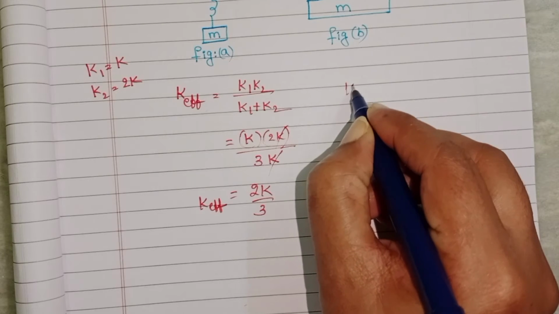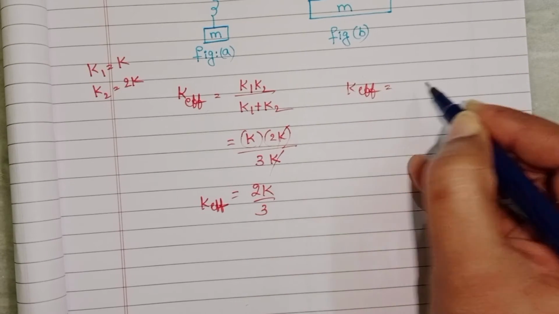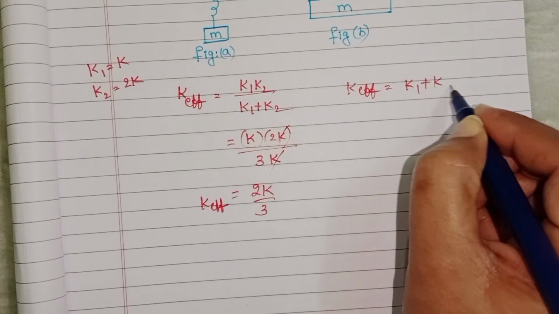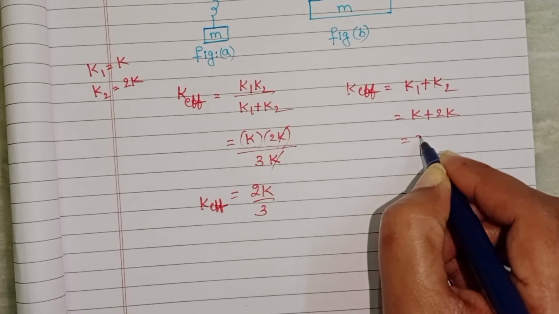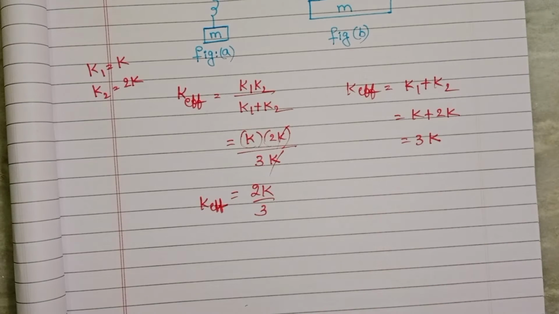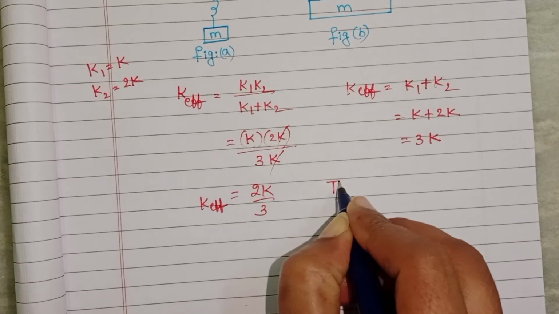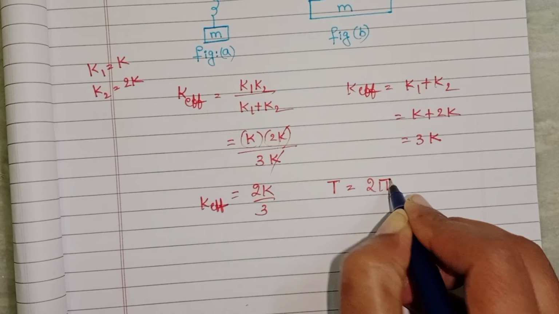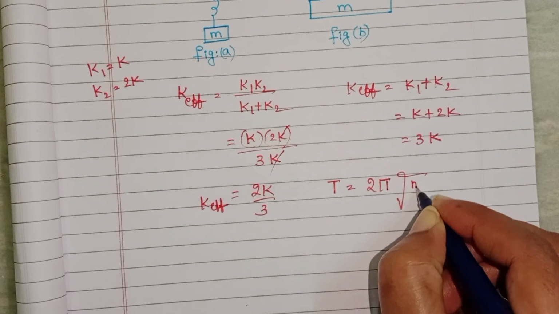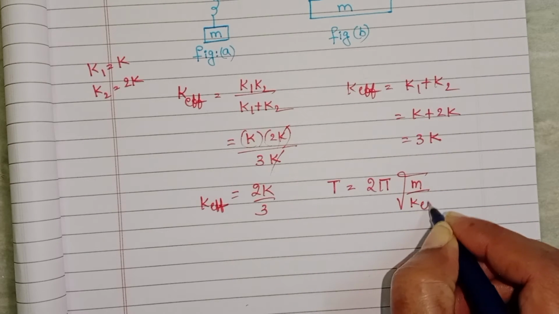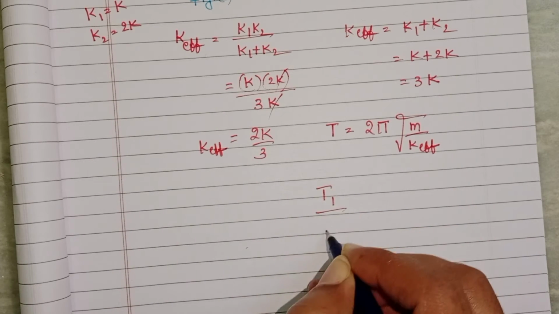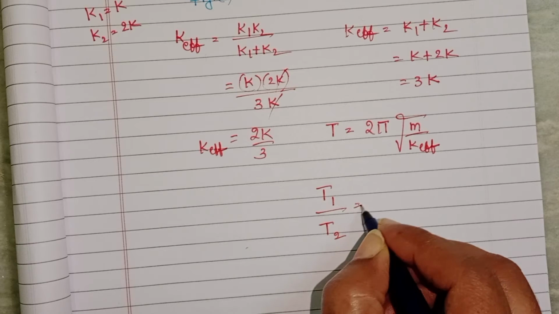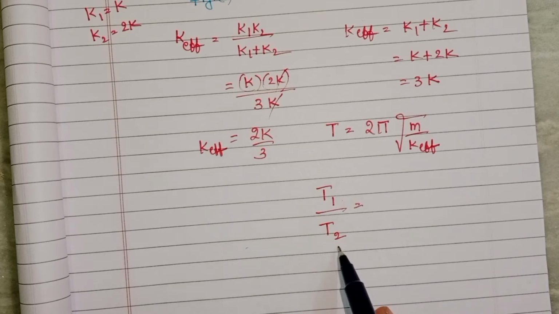Now when springs are connected in parallel, it is the sum of the spring constants. K plus 2K is equal to 3K. Time period formula: T is equal to 2 pi square root of M by effective spring constant. Directly take T1 by T2. T1 is the time period when the springs are connected in series and T2 when the springs are connected in parallel.